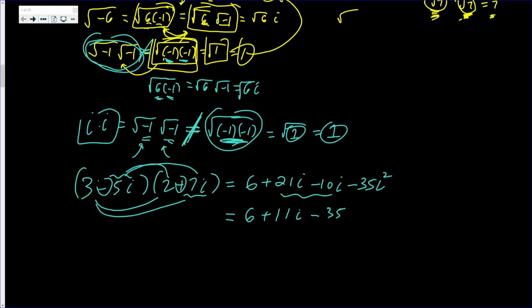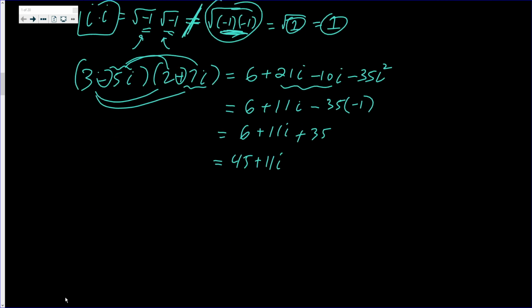But i squared is negative 1. So you get 6 plus 11i plus 35. You get 45 plus 11i. Remember, i squared is negative 1.